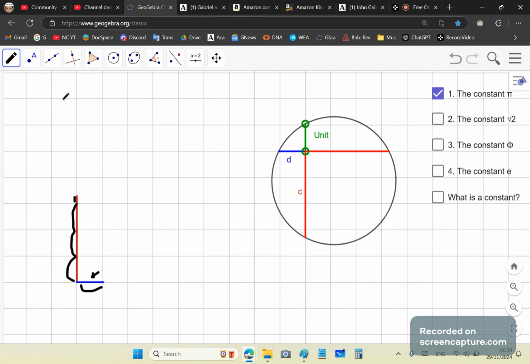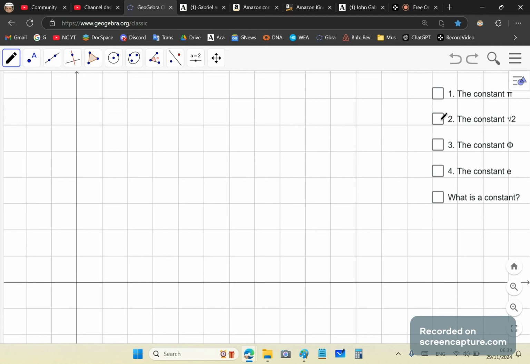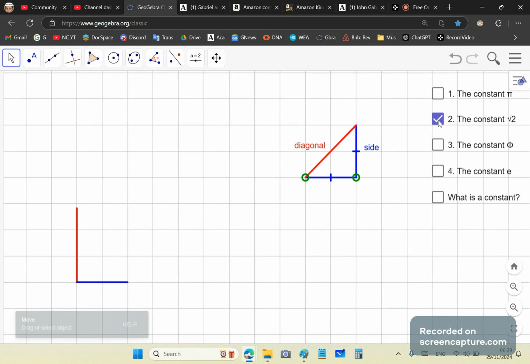The same thing happens when we look at square root 2. We're trying to measure this diagonal with the side. So it's approximately 1.